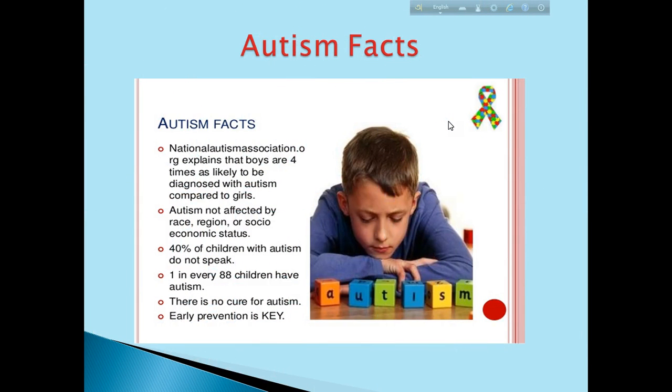It's all about autism facts. Just look at the slide and I'm going to describe it to you. Autism is a complex neurobehavioral disorder. National Autism Association.org explained that boys are more likely to be diagnosed with autism compared to girls. Autism isn't affected by race, region, or socio-economic status. 40% of children having autism can't speak. 1 in every 88 children have autism. It's around the world. There is no vaccine to cure autism. Early prevention is the key.